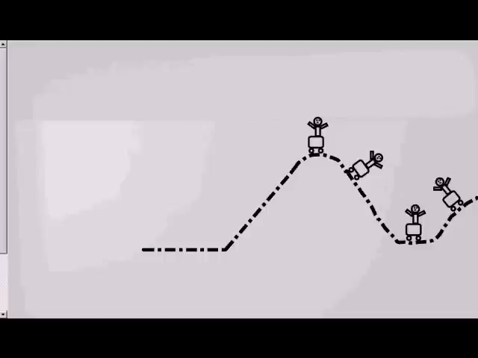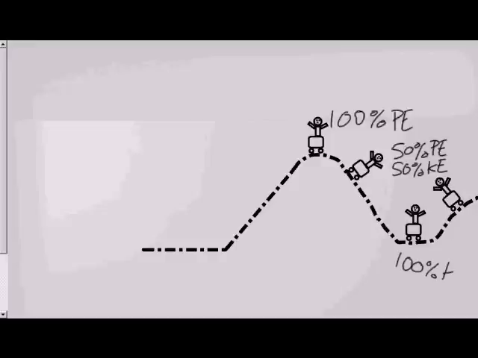If you remember, we talked a lot about roller coasters. At the top of the roller coaster, we're going to have 100% potential energy. Halfway down, it's going to be 50% PE, 50% KE, and at the bottom, it's going to be 100% kinetic energy. Now, no one picked up on the fact that when we get on a roller coaster, it doesn't have energy.